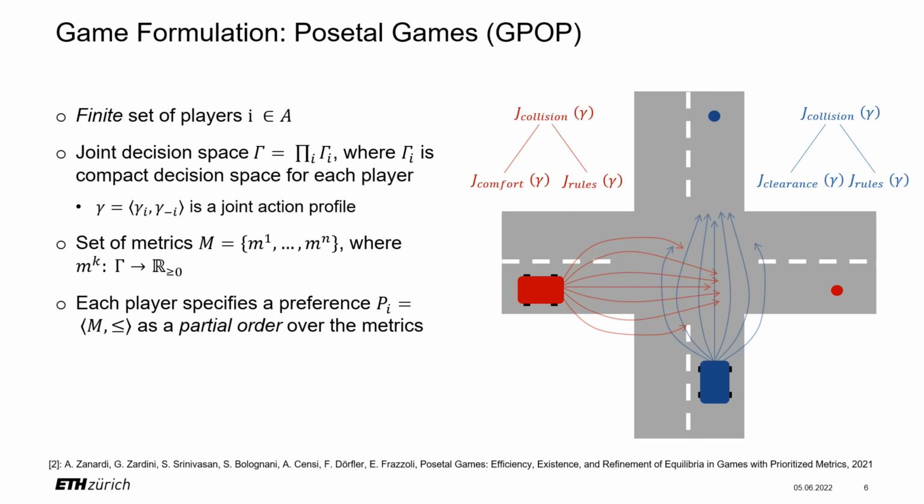And what is interesting with partial orders is that we're not required to specify a hierarchy between all costs. We can say, for example, that here clear and rules are indifferent. So we are not specifying what is more important.